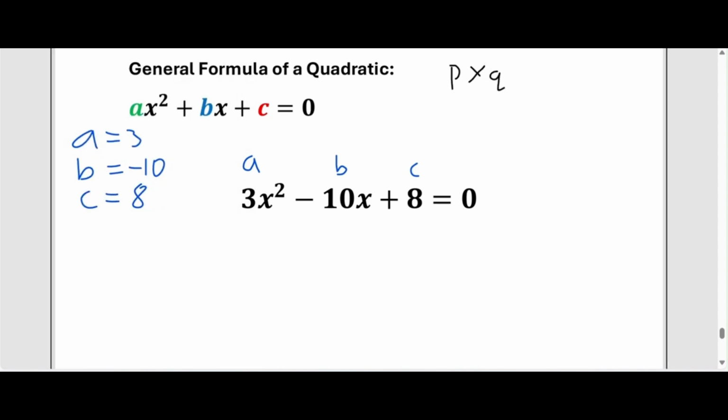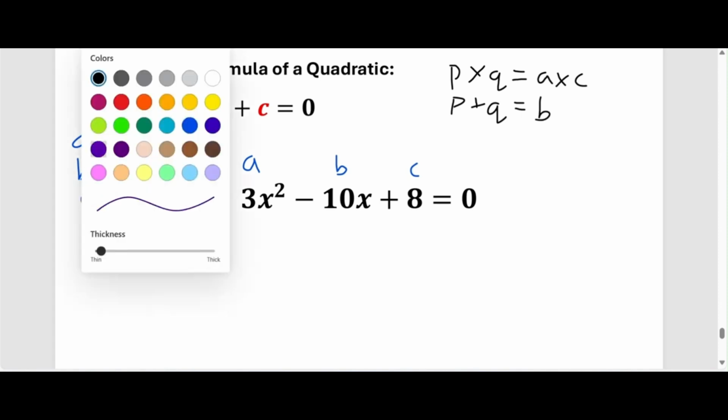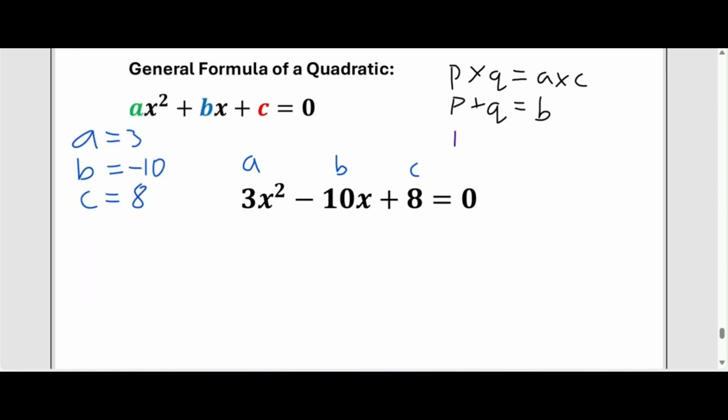p times q has to equal a times c. So two numbers when multiplied have to equal a times c, and those same two numbers when added to each other have to equal b. Just to reiterate, p times q has to equal a times c, which is 3 times 8, that's 24. And then those same two numbers, when added together, have to equal b, which is simply -10.